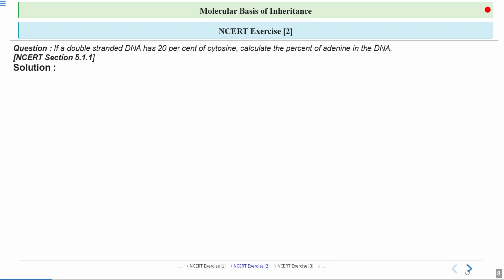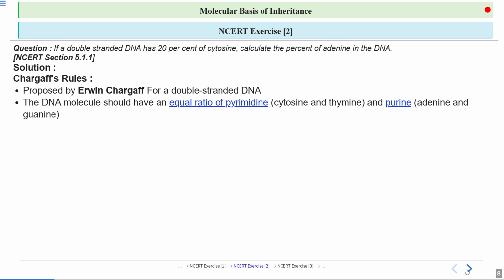This is kind of a numerical question. We can solve it by using Chargaff's rule. It was proposed by Erwin Chargaff for double-stranded DNA. It says that the DNA molecule should have an equal ratio of pyrimidines, that is cytosine and thymine, and purines, which are adenine and guanine. Here we are talking about DNA only.